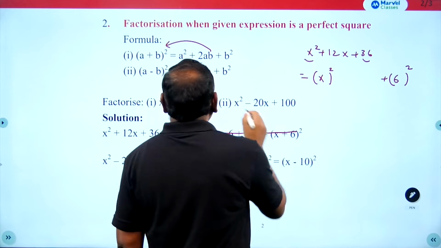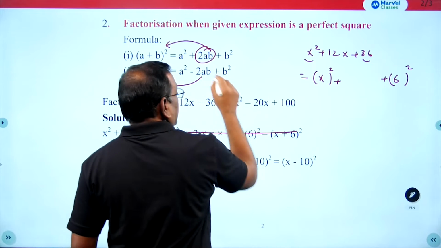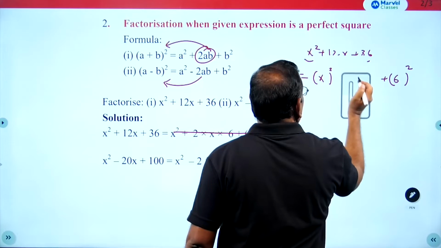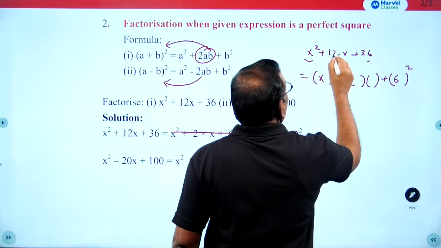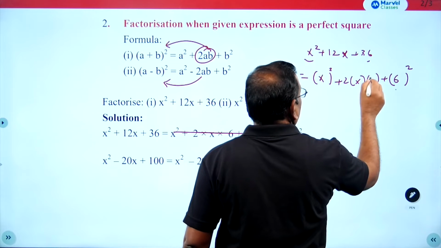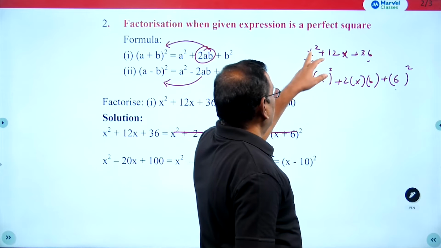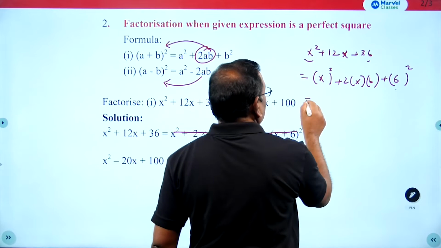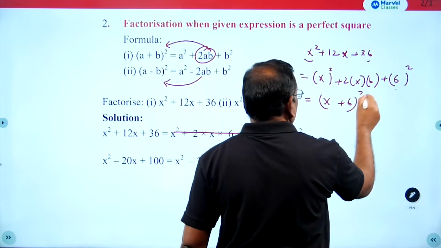Now what is the formula in between? Plus sign, and we need this 2ab. Yes, you can write twice of ab. What is a? a is x, and what is b? b is 6. Now check the value of this: x square, 2 into 6, 12x, and plus 36. Therefore, you can write this as a plus b the whole square, that is x plus 6 the whole square.